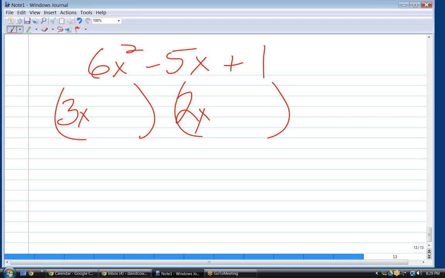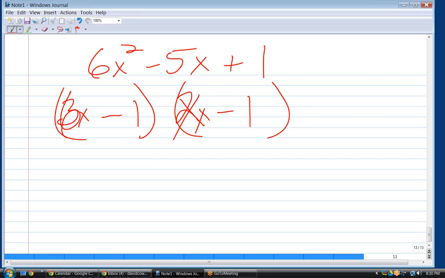What are the signs going to be? It's going to be negative and negative. Okay. What are factors of 1? 1 and 1. That's it. No, I don't even have any choices. Does that work? Yes, it does. You're done. If it did not work, I would go back and I would try 6x and x.